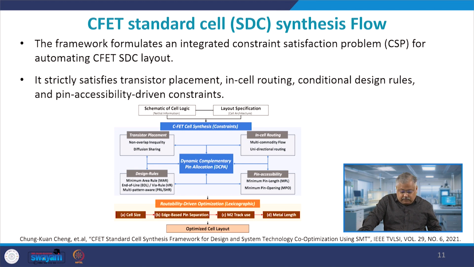The lower level of the flow consists of driving routability, cell size, edge based pin separation, M2 (metal number 2) track usage, and metal length. And then you finally optimize the cell layout. From there, you can extract the values of the other parameters which are used in the CFET.